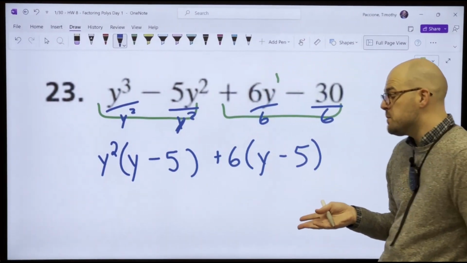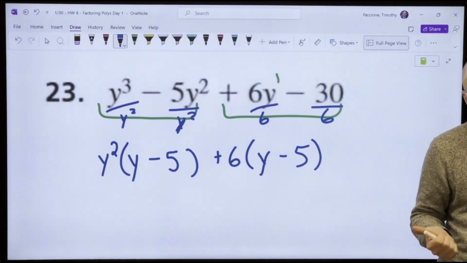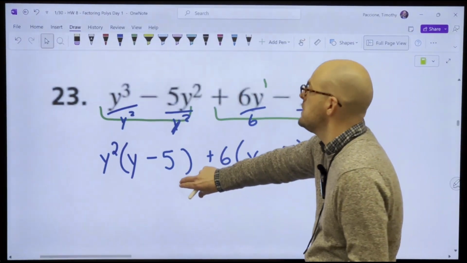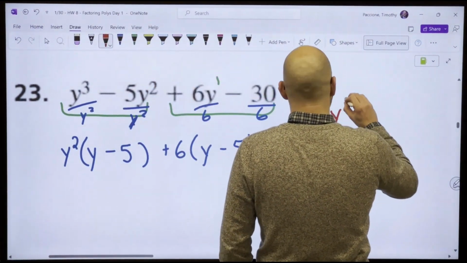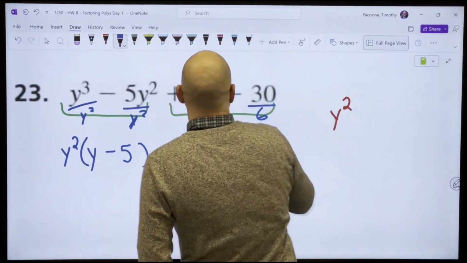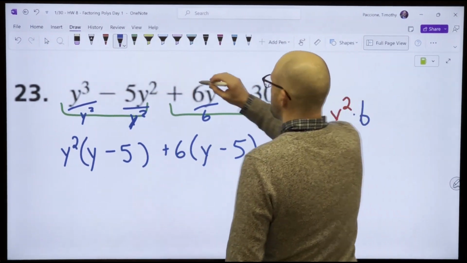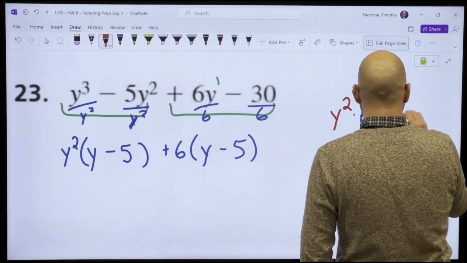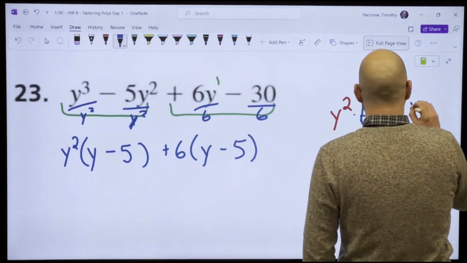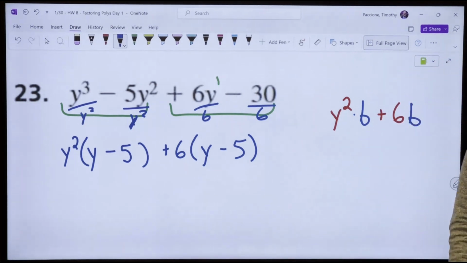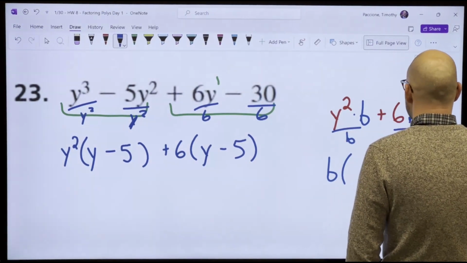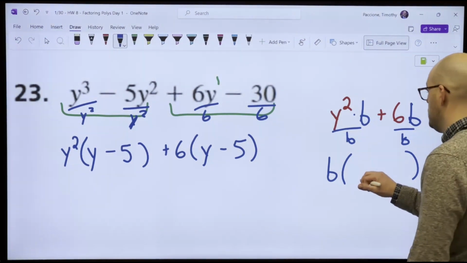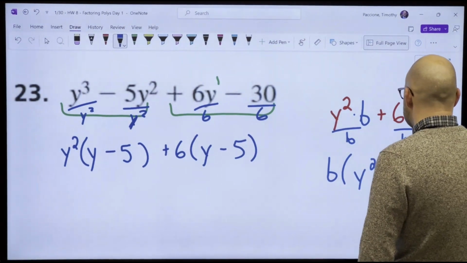Okay, this next part is where people get a little tripped up. I'm going to give you the example I gave you yesterday, and I'm going to try to explain it again. If I had y squared times b plus 6 times b, and I asked you to GCF that, what would you do? You take out b, and you divide this by b and this by b, and what would you have on the inside? y squared plus 6.